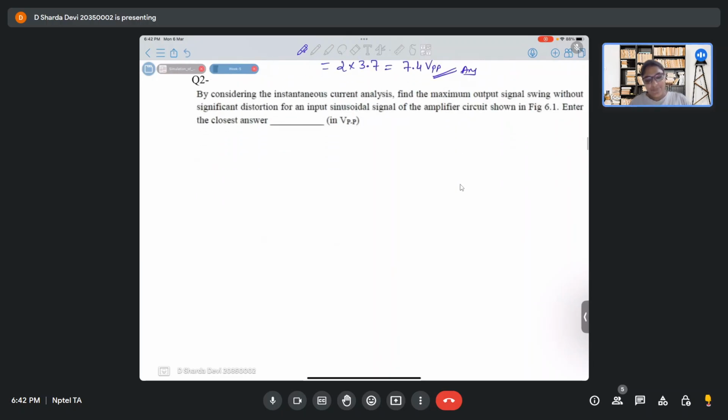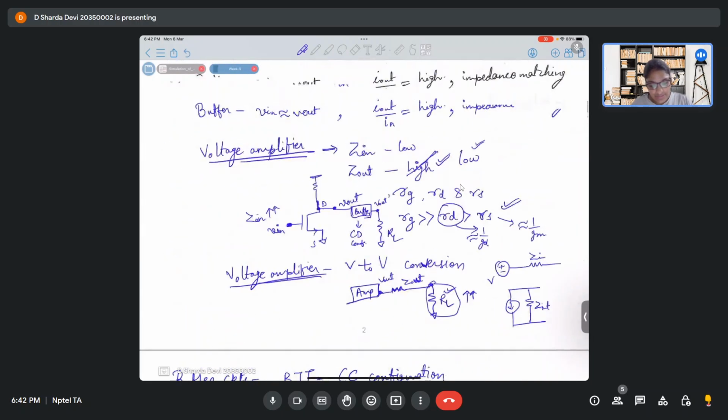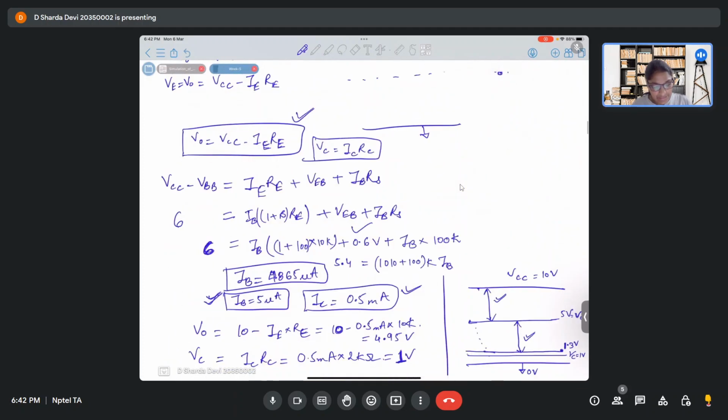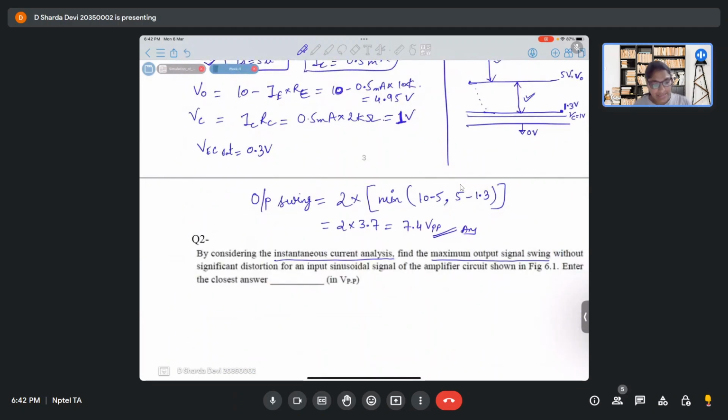So here it says, by considering the instantaneous current analysis, find the maximum output signal swing without distortion. Earlier, what was the question? Considering the DC current analysis, find the maximum output signal swing. Here the question is, considering the instantaneous current analysis, find the maximum output swing. So what comes to your mind when we say we have to do an instantaneous current analysis or DC current analysis?